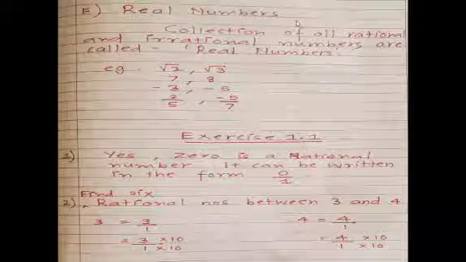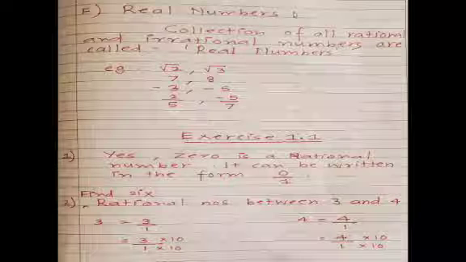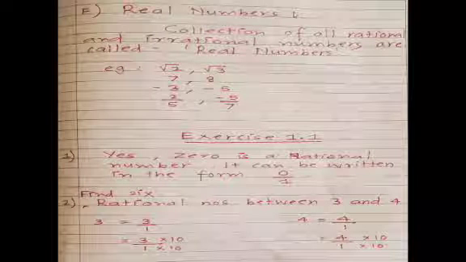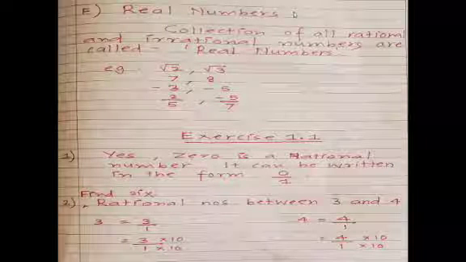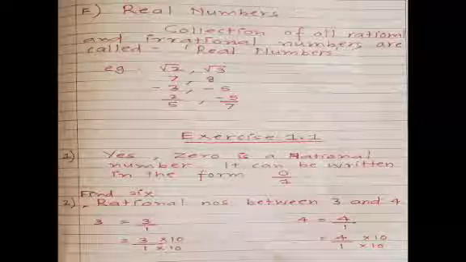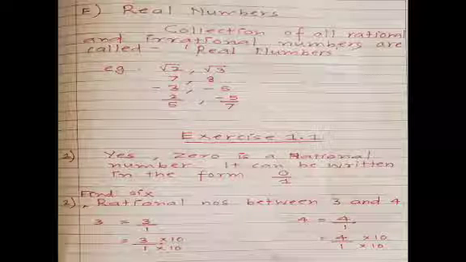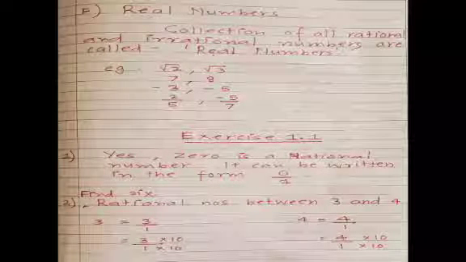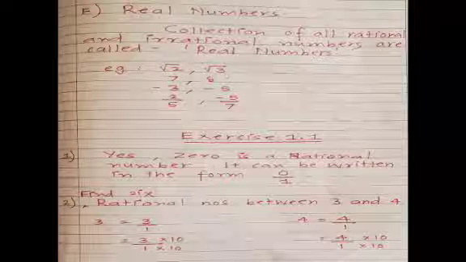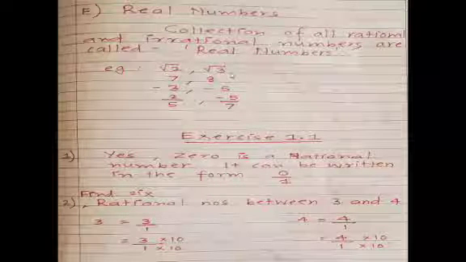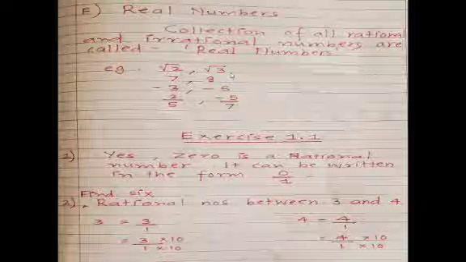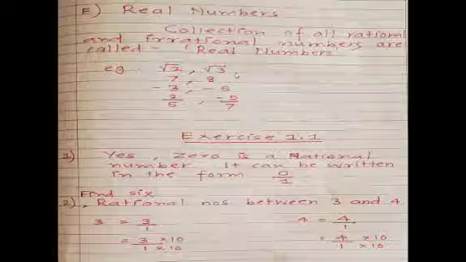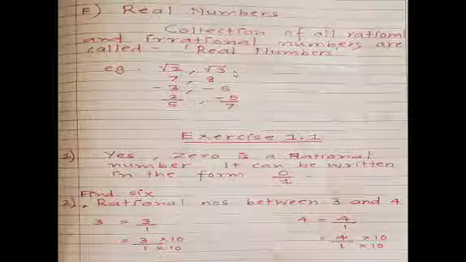Now, coming to the next set of numbers, which are referred to as real numbers. If you go by the definition, real numbers are referred to as the collection of all the rational and irrational numbers. Let us understand that better with an example. The examples given over here are numbers such as root 2, root 3, 7, 8, minus 3, minus 5, 2 upon 5, and minus 5 upon 7. These are a collection of real numbers.